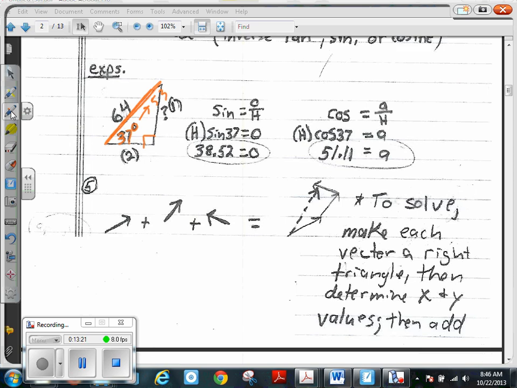So this is how you do it. Sine is equal to opposite over hypotenuse, so the sine of 37 times the hypotenuse equals the opposite, and you come up with 38.52. Let's see if you can put that into your calculator and do that.